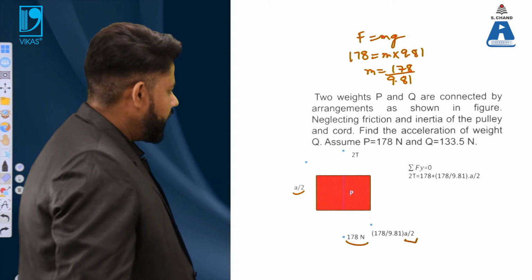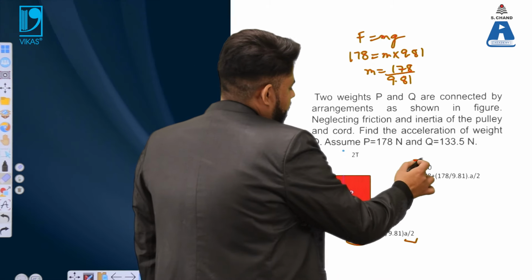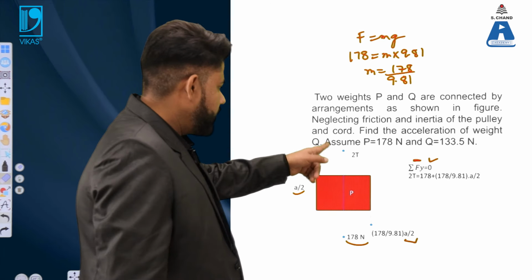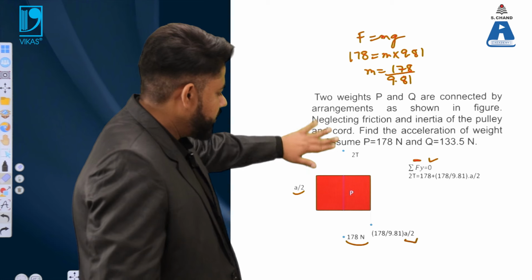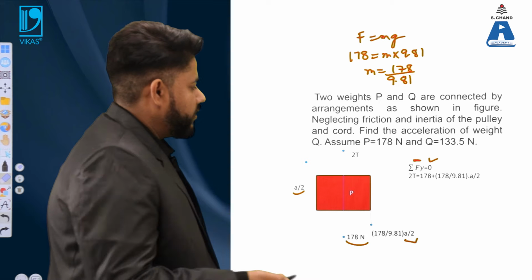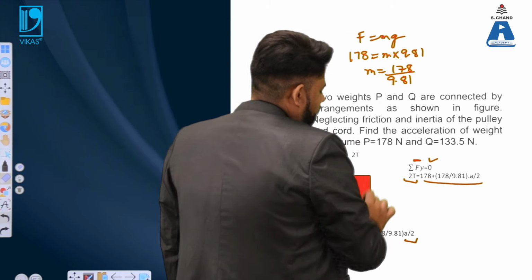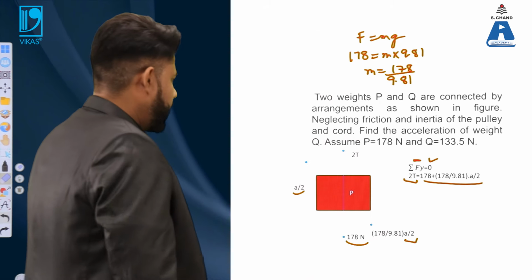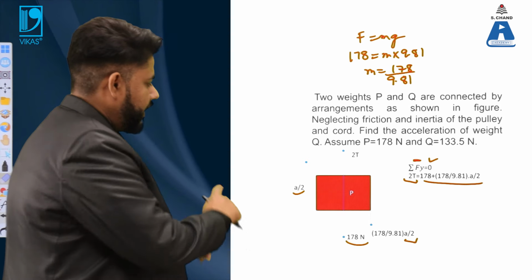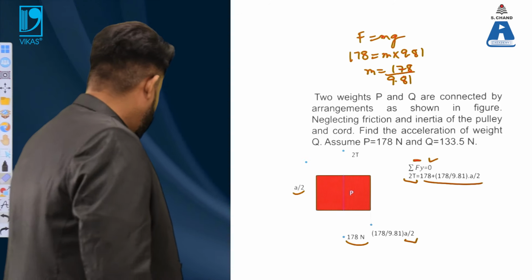Now we have to sum all the forces acting in the y direction and put it equal to 0. 2T is one of the forces acting in this direction, and the forces in the opposite direction are subtracted, and we put it equal to 0. So 178 and this particular term are equated, so that you obtain one equation. X direction forces are not there because it is joined with the help of the pulley and rope arrangements.